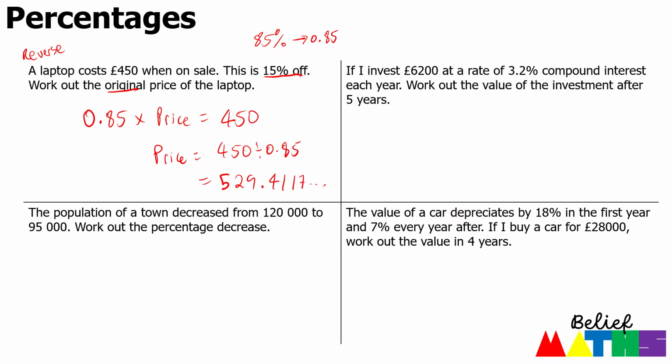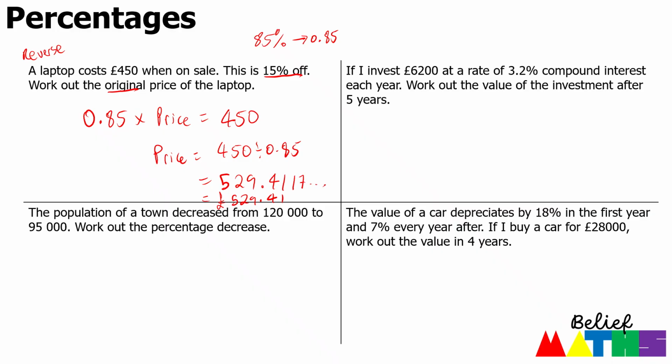So 450 divided by 0.85 gives us an answer of 529.4117, etc. Now, it doesn't tell us what to round to, but because we're working with money, we need to round to 2 decimal places or to 0 decimal places. So they might say give your answer to the nearest pound, or they might say to the nearest pence. So in this case, £529.41 was the original price.